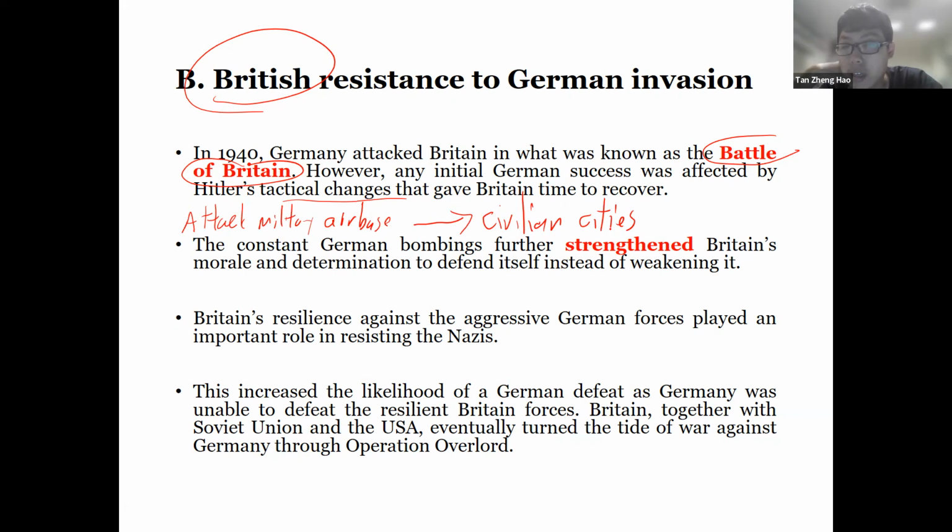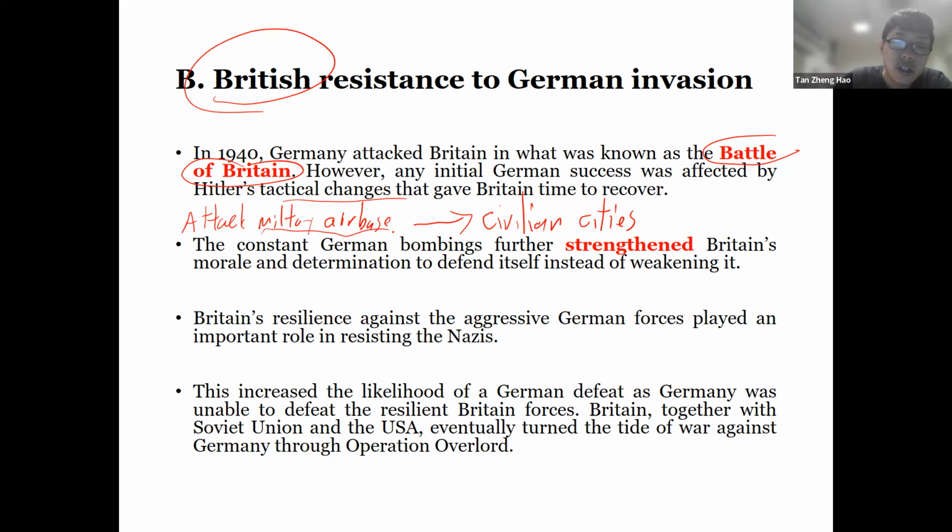But what was the downside with this strategy? If you attack cities, you can attack fewer airbases. Many of the airbases were destroyed at first, but they had breathing space. They were able to repair and build up their air force again to counter-attack later. So some tactical errors helped the British to resist German invasion. They were quite lucky that Hitler changed that strategy.